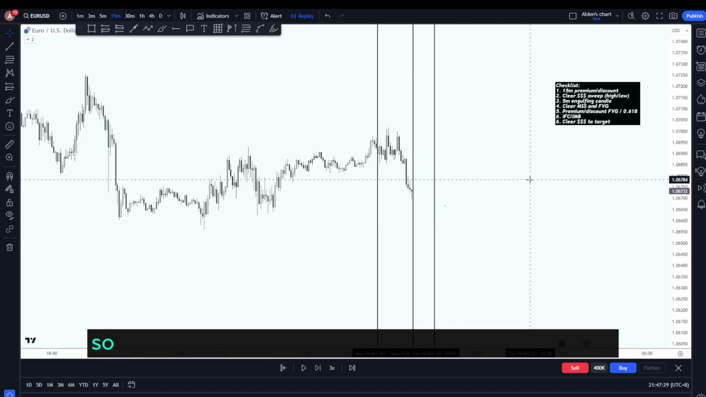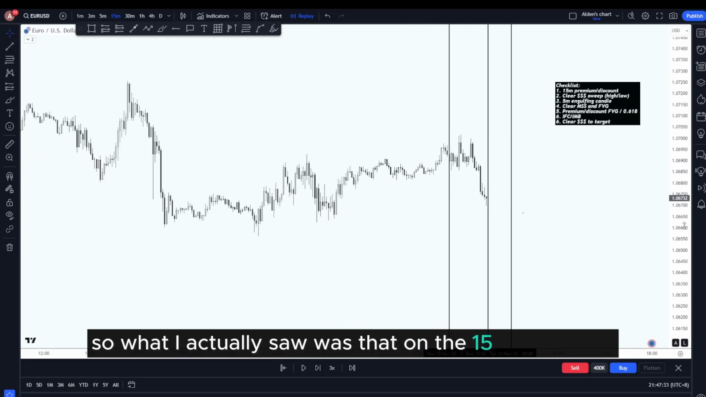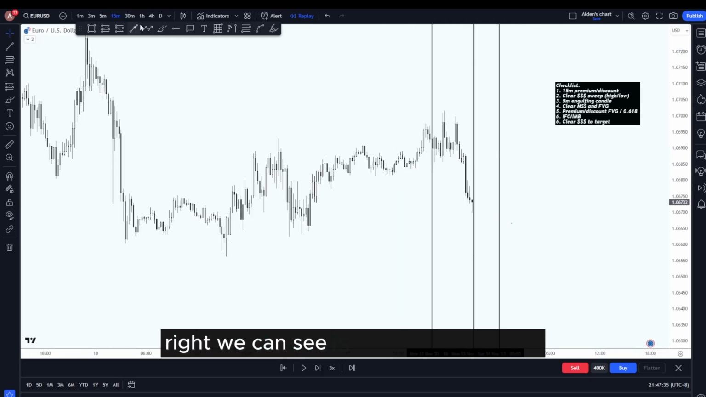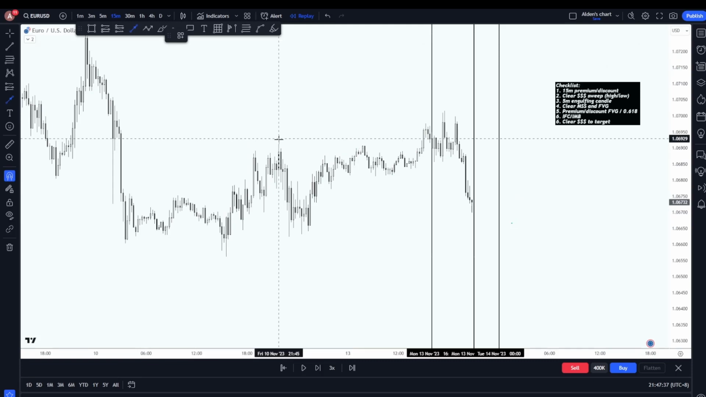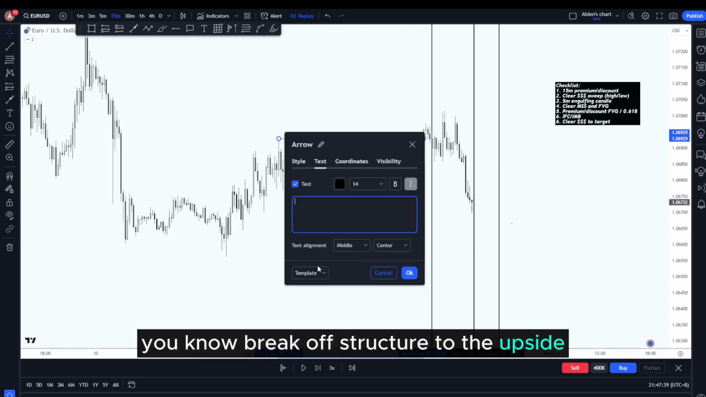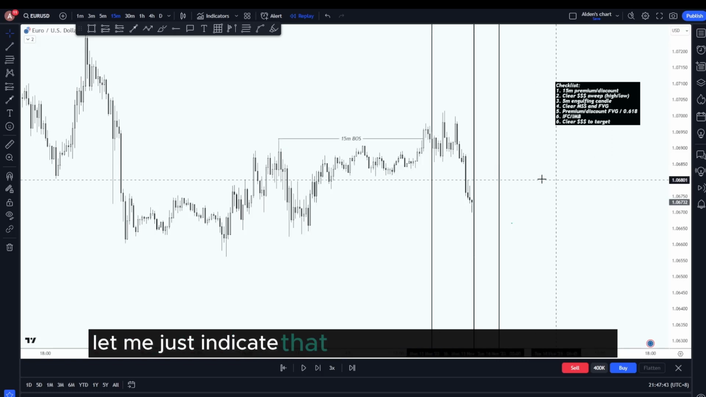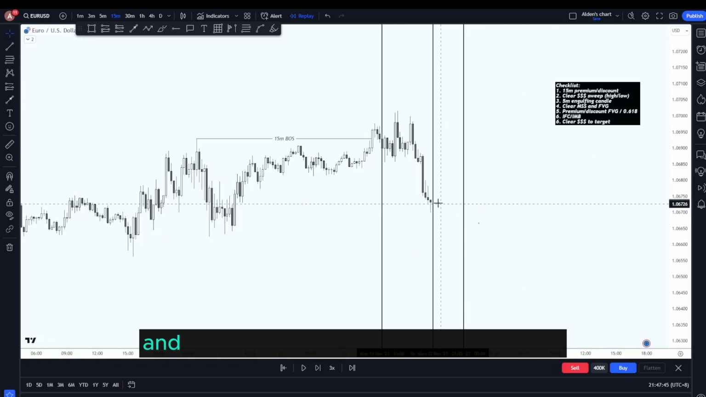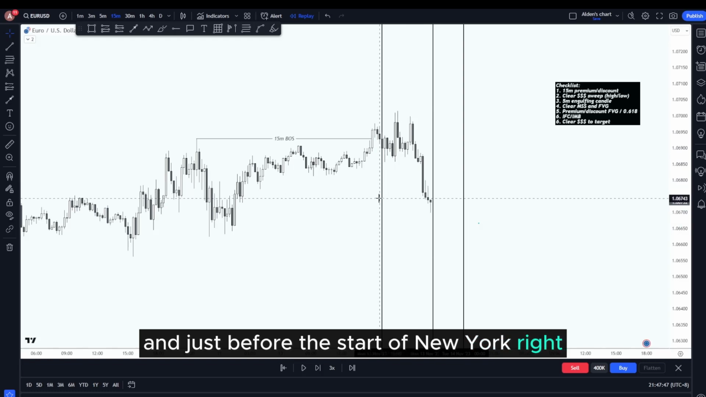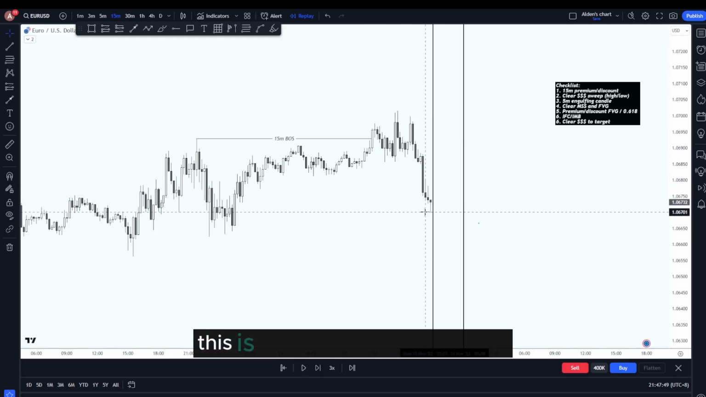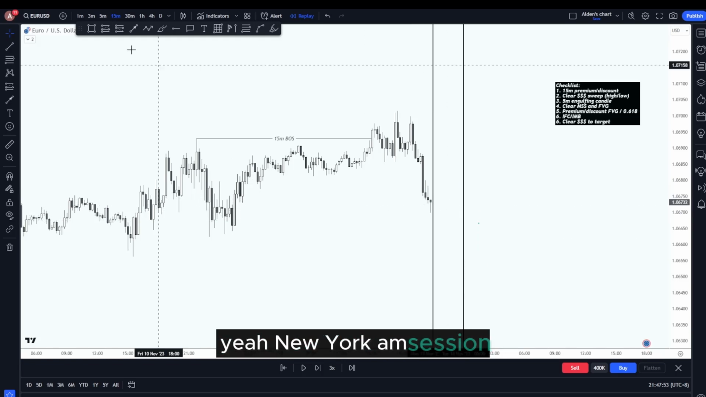So what I actually saw was that on the 15-minute chart, we've had this break of structure to the upside. Okay, on the 15-minute chart. Let me just indicate that 15-minute break of structure. And just before the start of New York, right? Let me just remove this. This is the New York AM session.